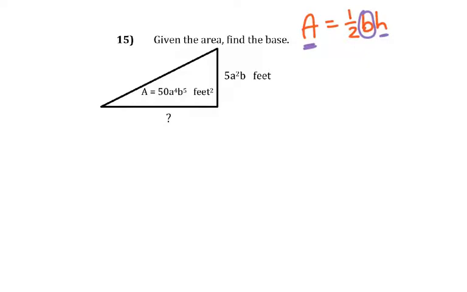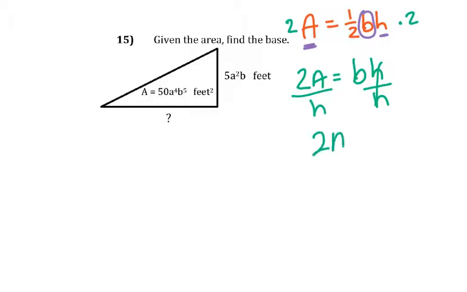So if you think about this formula that I have here, how would you solve that for b? Well, we would multiply by 2, and so I'd have 2a is equal to base times height, and then to solve for b, I would divide by h. We did that earlier in the year when we solved these literal equations, and that's going to help me right here because I need to solve for base.